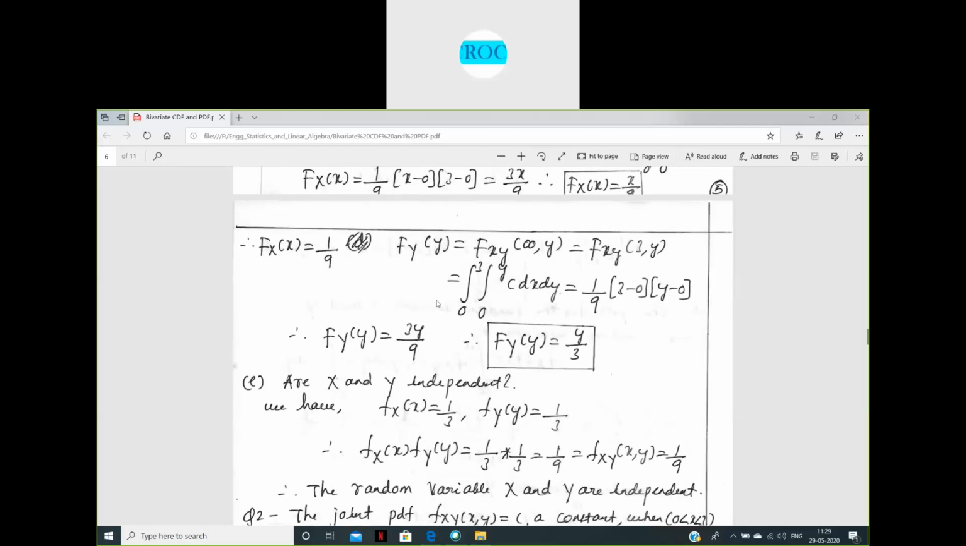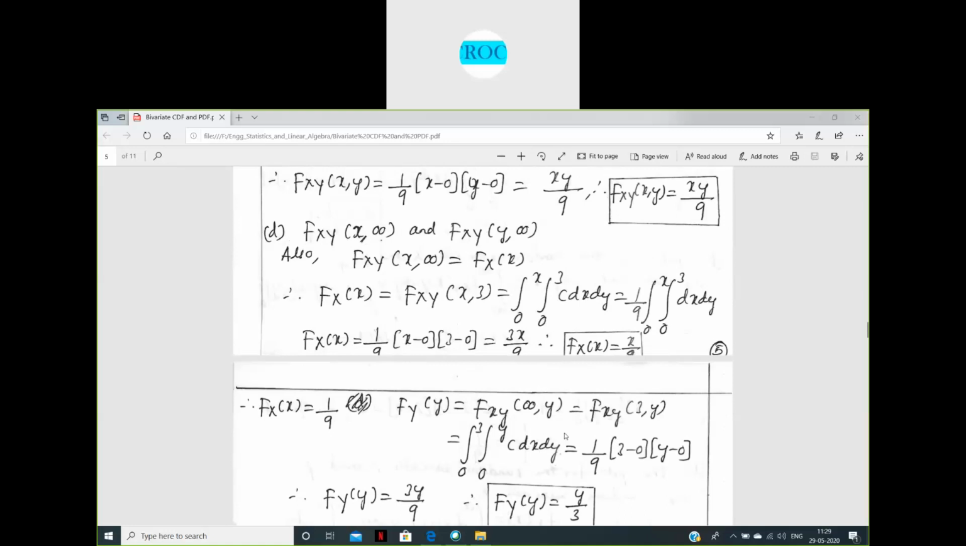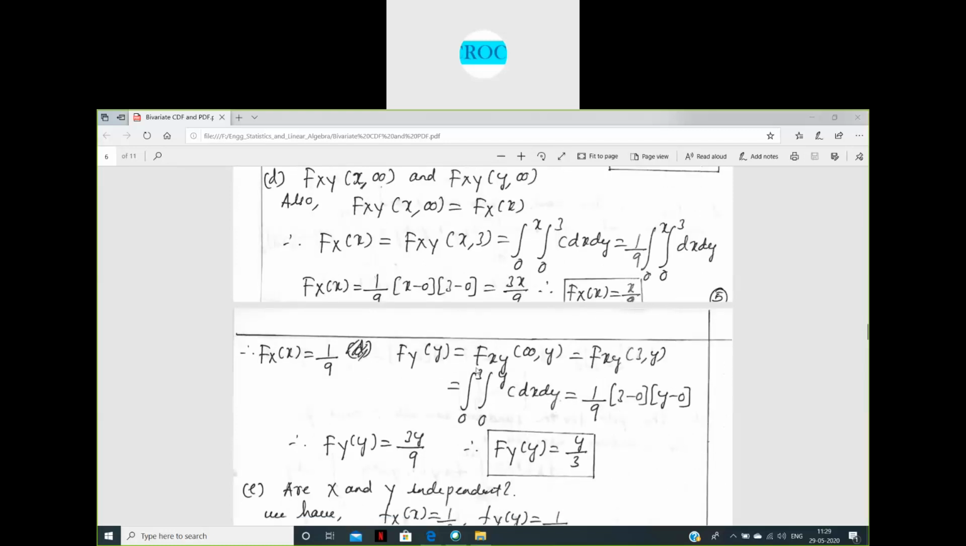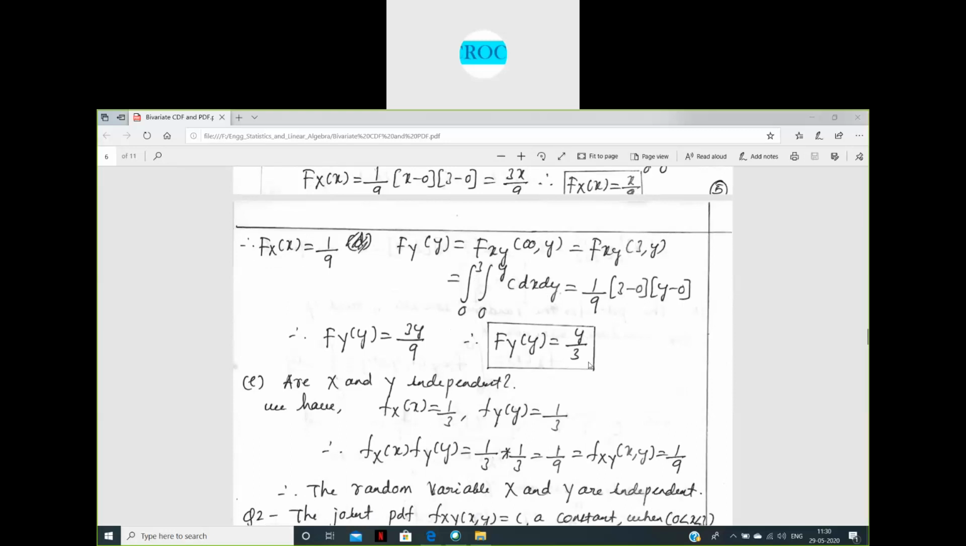Similarly, how do you find FXY(infinity, y)? Here you make the changes, so this has to be infinity comma y. How do you do this one? The integration from 0 to 3, 0 to y, of c dx dy. How do you calculate this one? You get it as y/3.